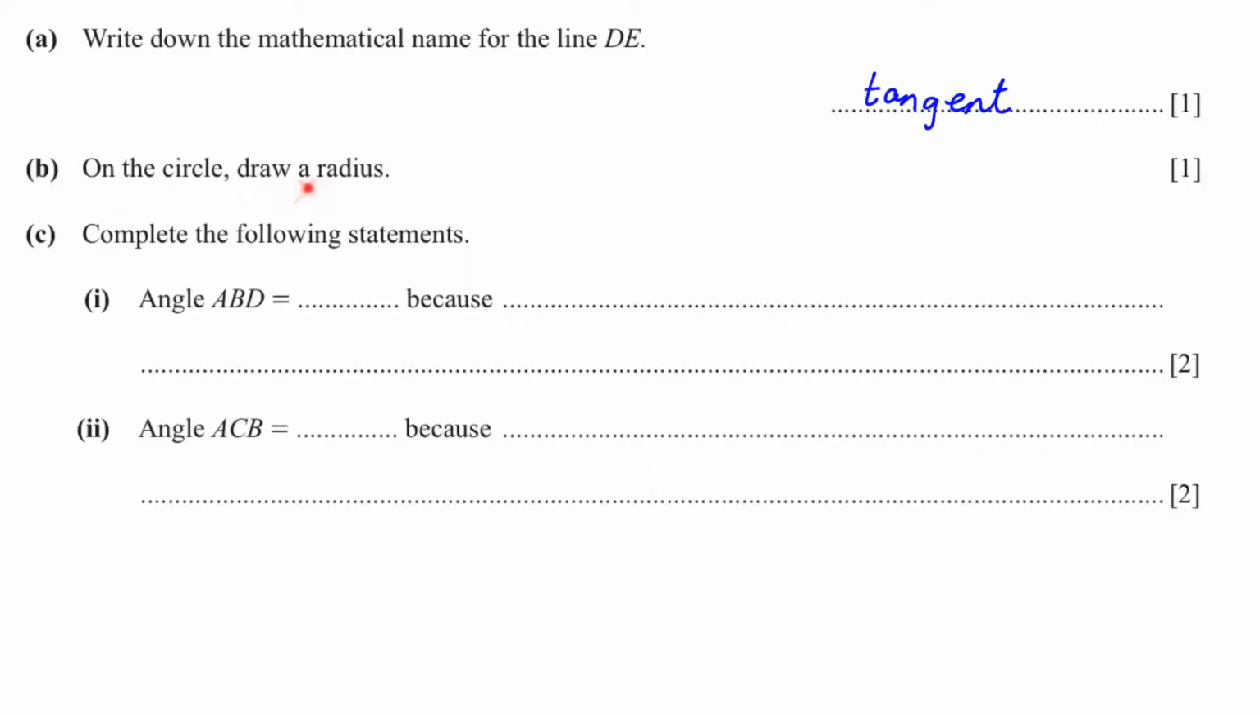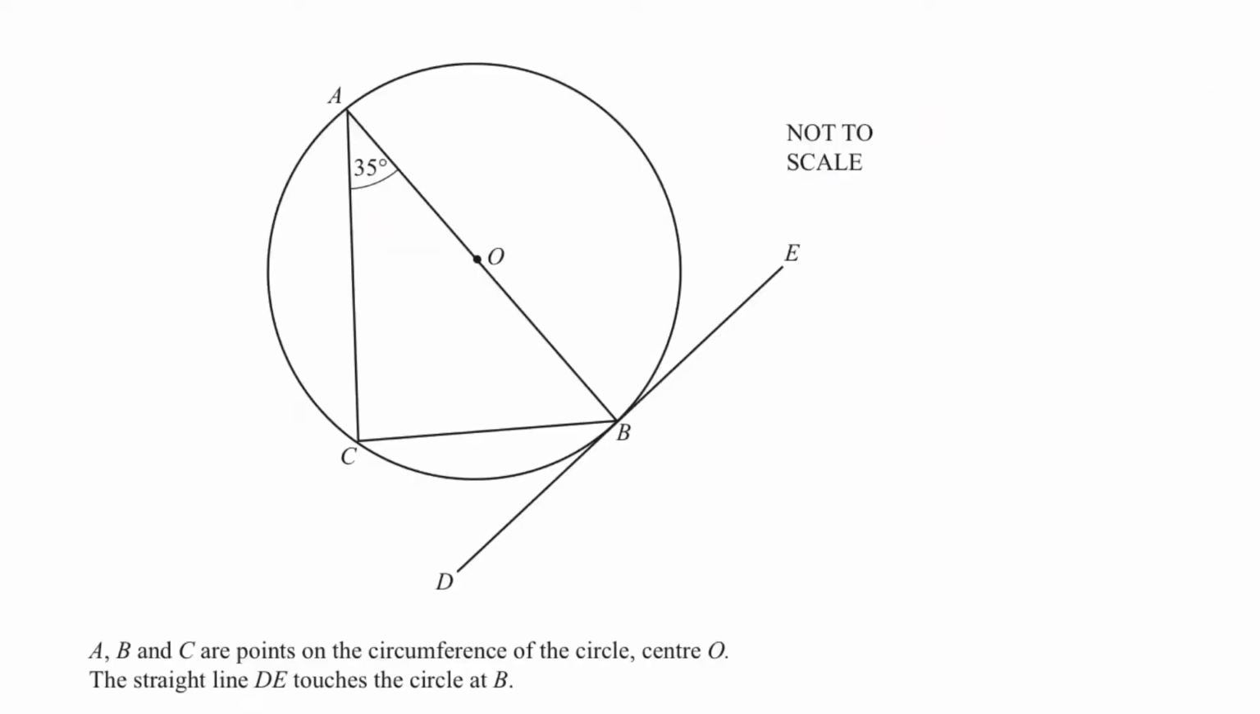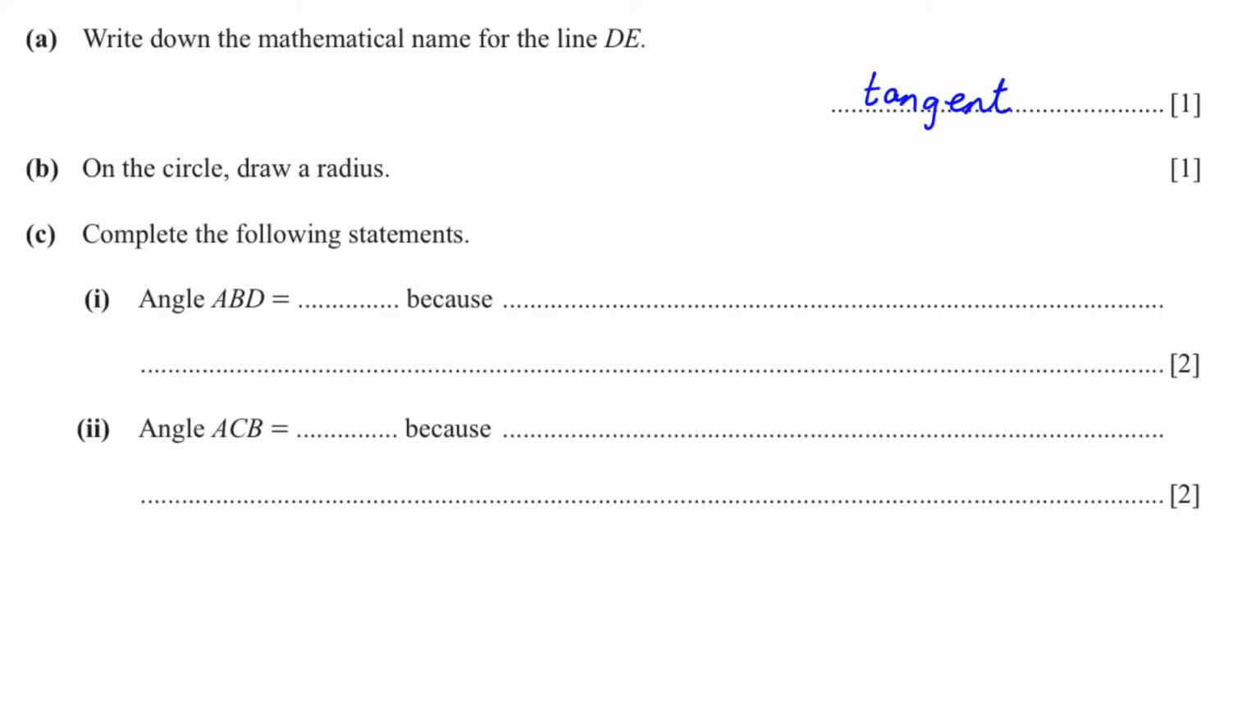Next, on the circle, draw a radius. This line is the diameter. So radius is half of the diameter. You can draw it here also. Anywhere you can touch from the center to the circumference, that is your radius.